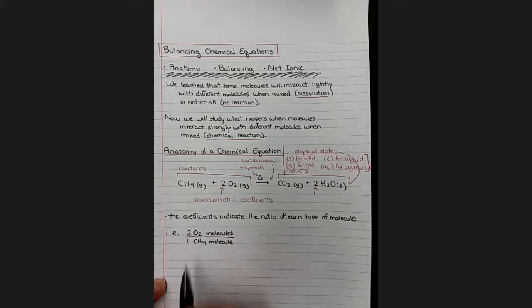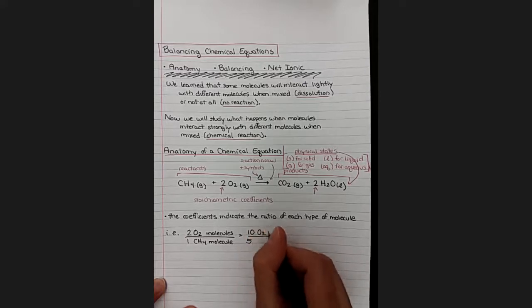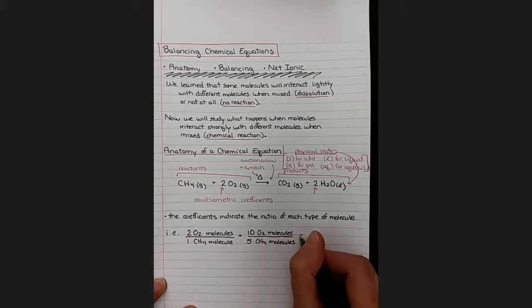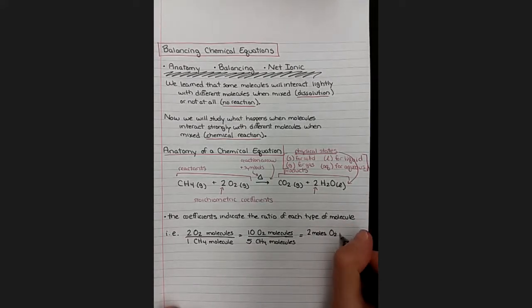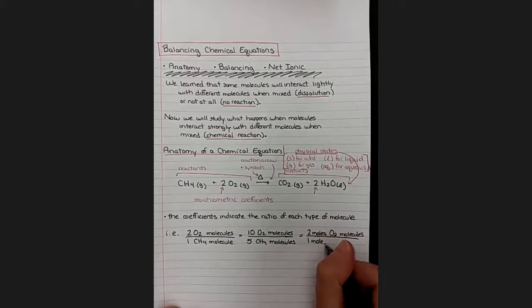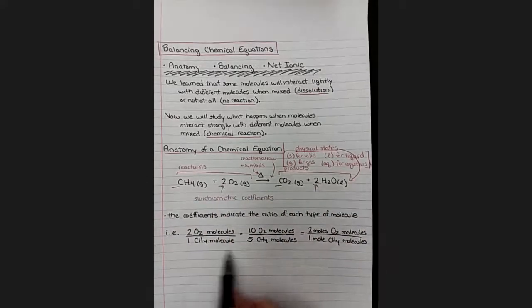But it's a ratio. So we don't necessarily have to have just 2 or just 1. We just need the relative amounts to be 2 to 1. So we could say we had a ratio of 10 to 5. And that would still be equivalent because we would still have a ratio of 2 to 1. Or if we wanted to talk about lots and lots of molecules, we could even raise this to the level of moles. We could say we have 2 entire moles of oxygen molecules are needed for every 1 mole of methane. So we can use these numbers to produce ratios to tell us the relative amounts of each of the different types of compounds needed.